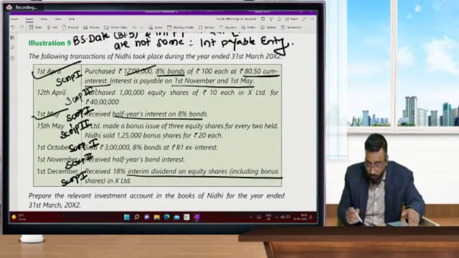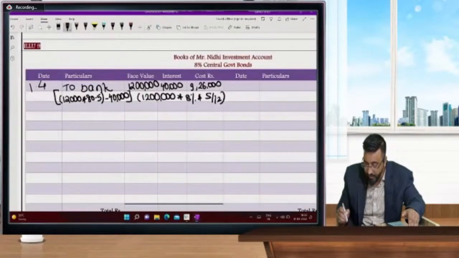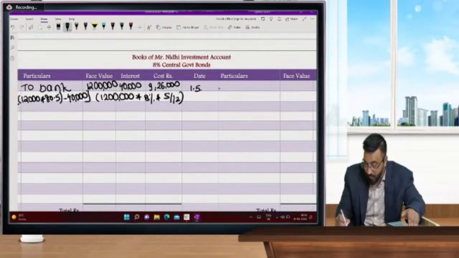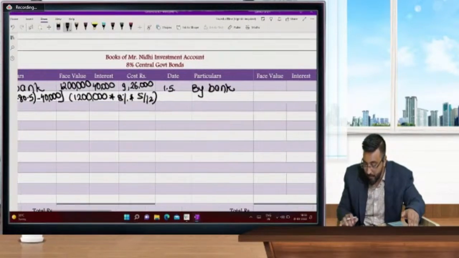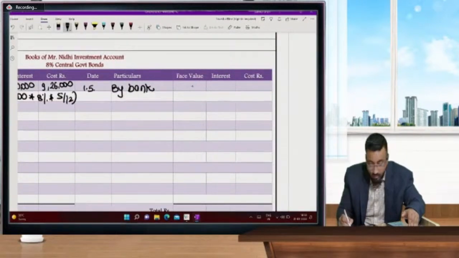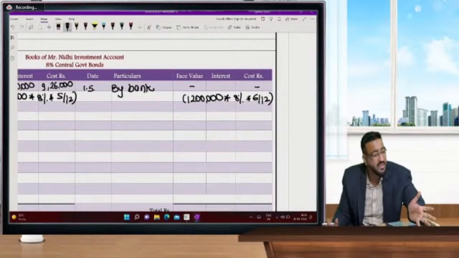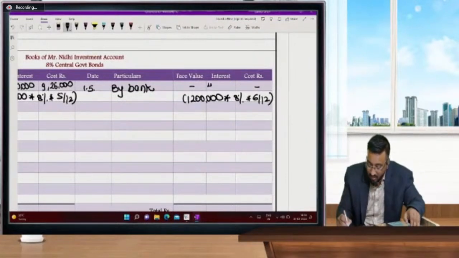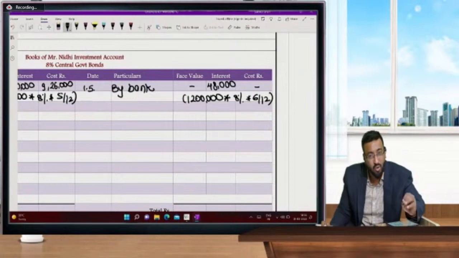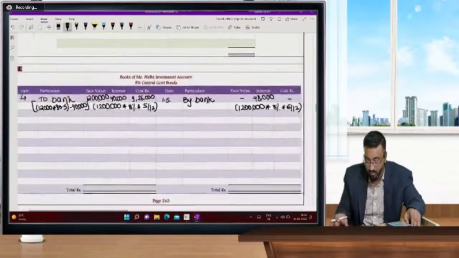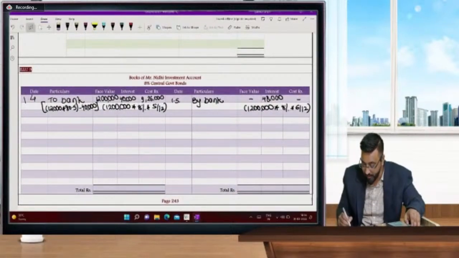Now you will move to 1st May. 1st May you received interest. So what is the entry? By bank. By bank. Should I write it in face value column? Interest column? How much? 12 lakhs into 8% into 6/12. Aap kyon answer dekh rahe ho? Galat hua toh bhi chalega, answer mat dekhiye. Answer dekhne mein aadha time jaata hai. You do it properly. 48,000.